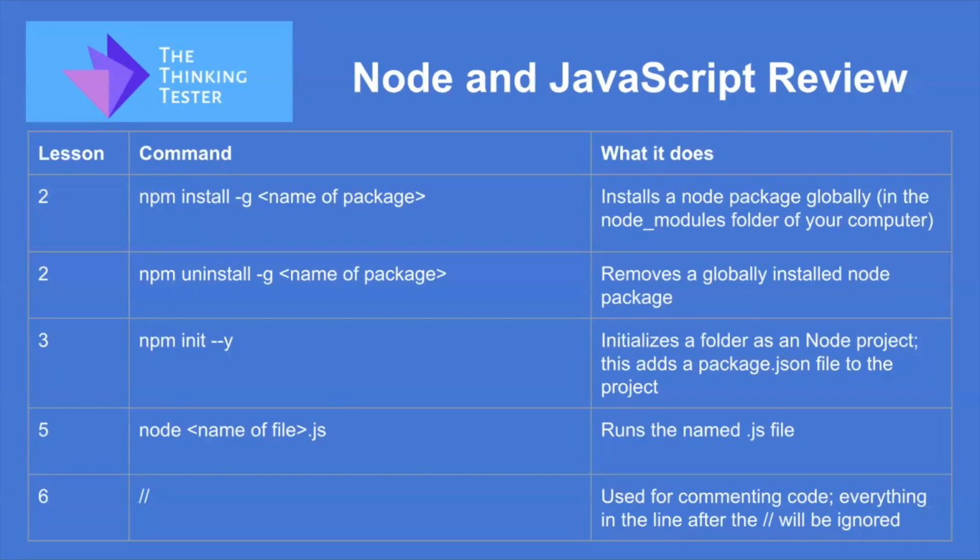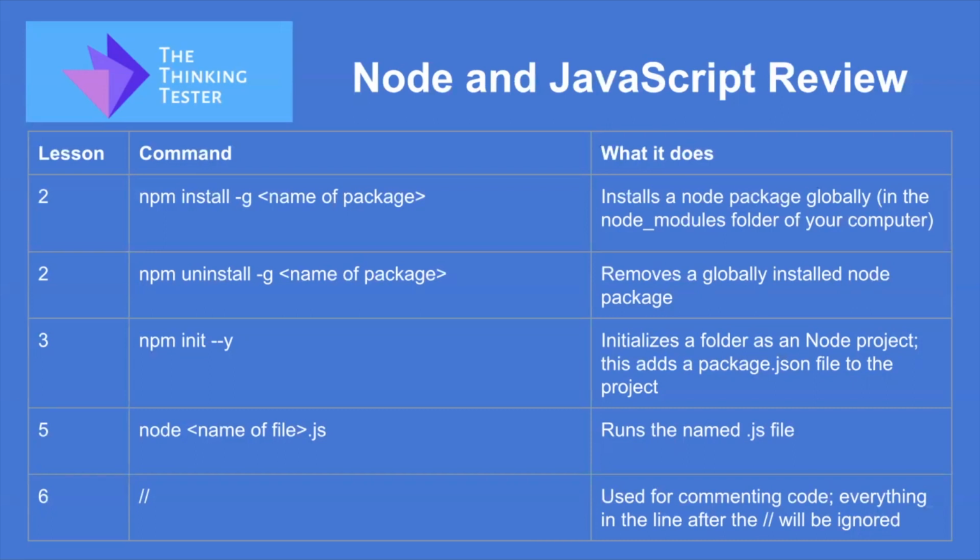We learned how to initialize a Node project by using the command npm init -y, which initializes a folder as a Node project and adds a package.json file to the project. We learned how to run a JavaScript file using the node command: node and then the name of the file .js.